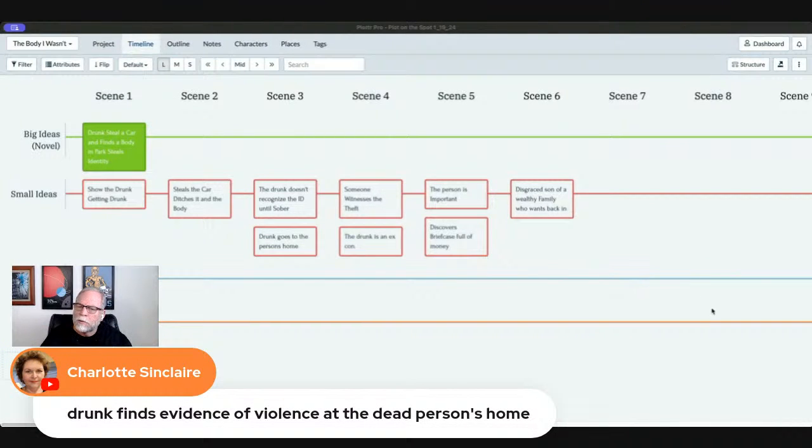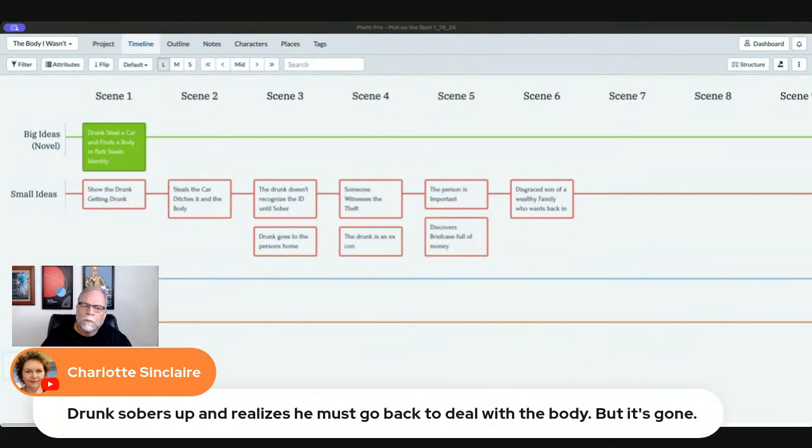Finds evidence of violence at the person's home. That's a good idea. Evidence of violence. Goes back to find the body, and it is gone. Now you notice with some of these ideas, they're kind of conflicting ideas, so we're going to have to decide between a couple of them, and we're going to kind of have to do it quickly, right?